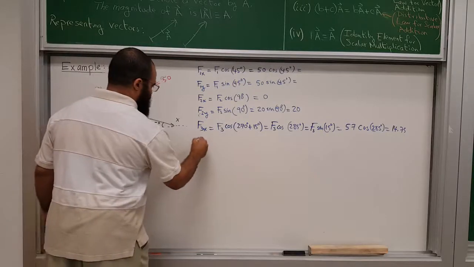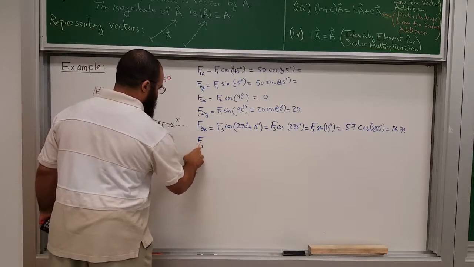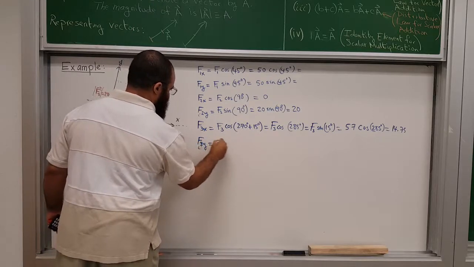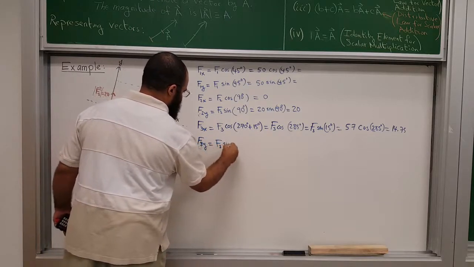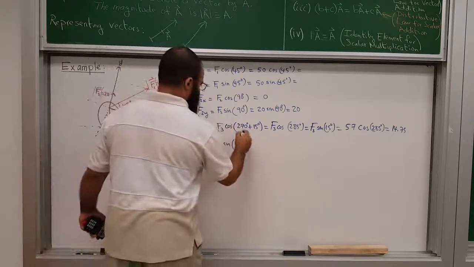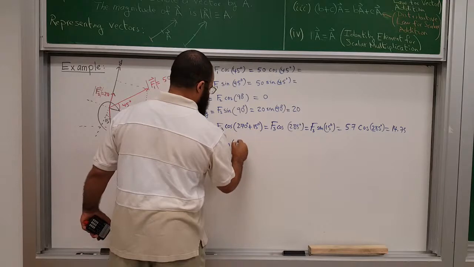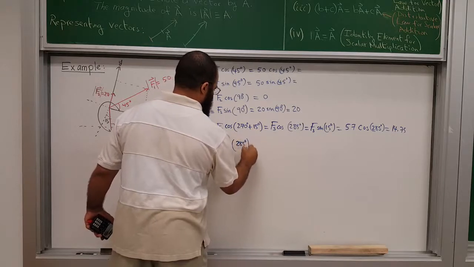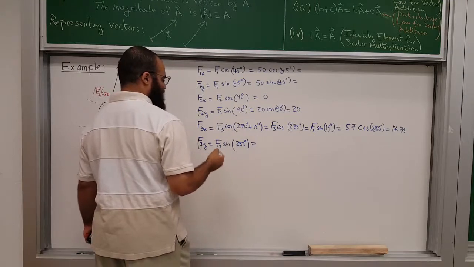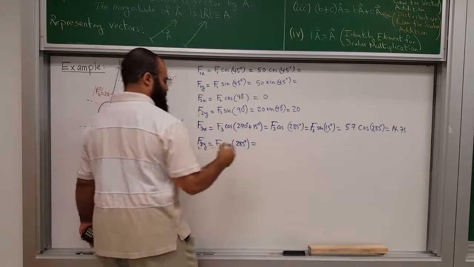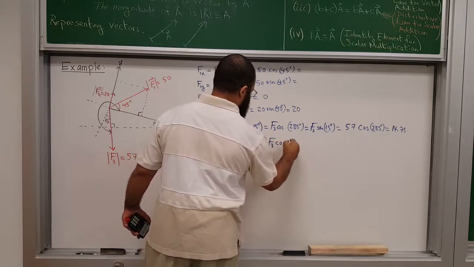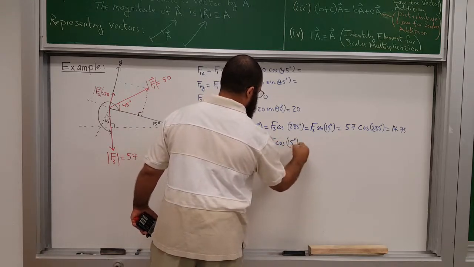And then the y component of F3 would be F3 times the sine of the angle it makes with the positive x-axis, which is this one. It's 270 plus 15, which is 285. And the sine of 270 plus 15 is the same as the negative cosine of 15. So it would be negative F3 times the cosine of 15 degrees.